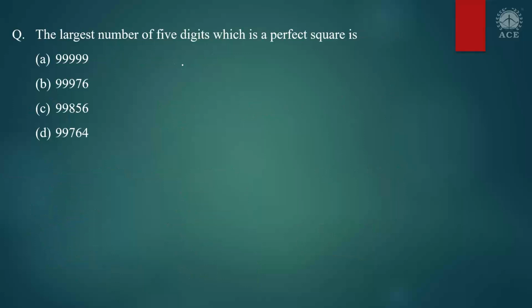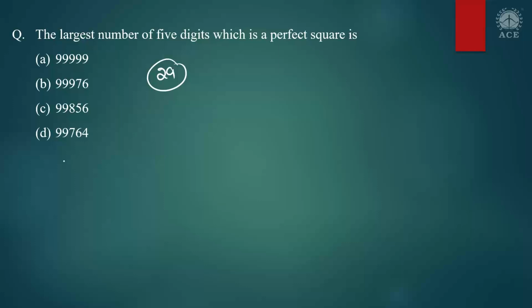Now series 29, my dear friends. With this, we'll stop today's session. No issues. This is the last question for today's session. The largest number of 5 digits which is a perfect square, or the largest 5-digit number which is a perfect square, you have to calculate. Now, big worries here.